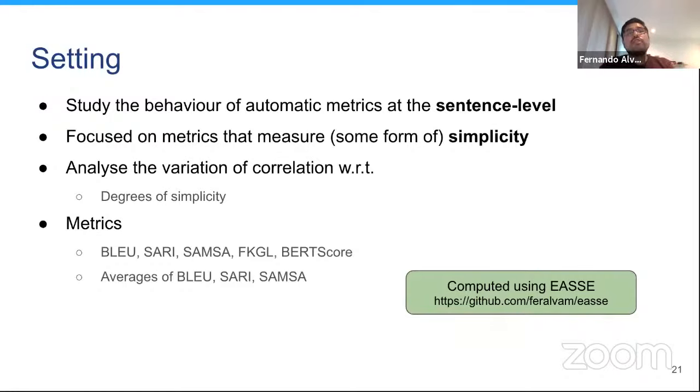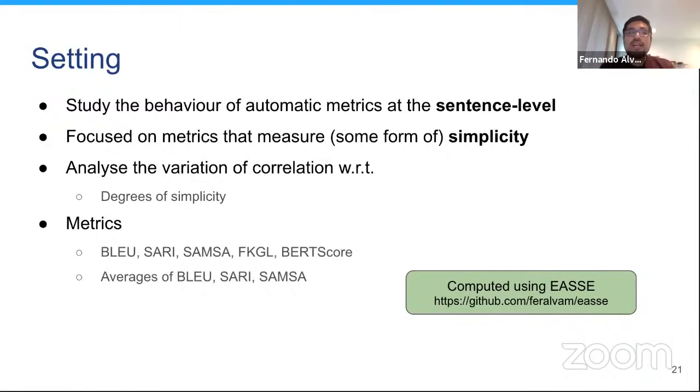Now, we focused on metrics that measure some form of simplicity. So we're not taking into account fluency or meaning preservation, just simplicity. And we're going to analyze the variation of the correlations with respect to, in this case, degrees of simplicity. We also analyzed some other aspects, but I'm not going to be able to present that here today.